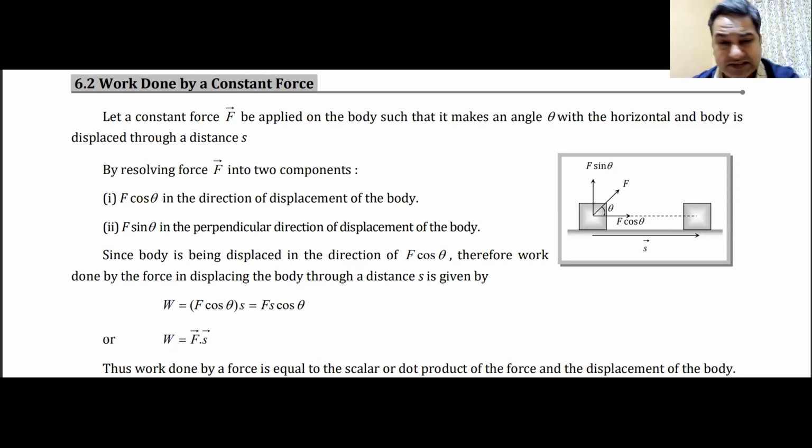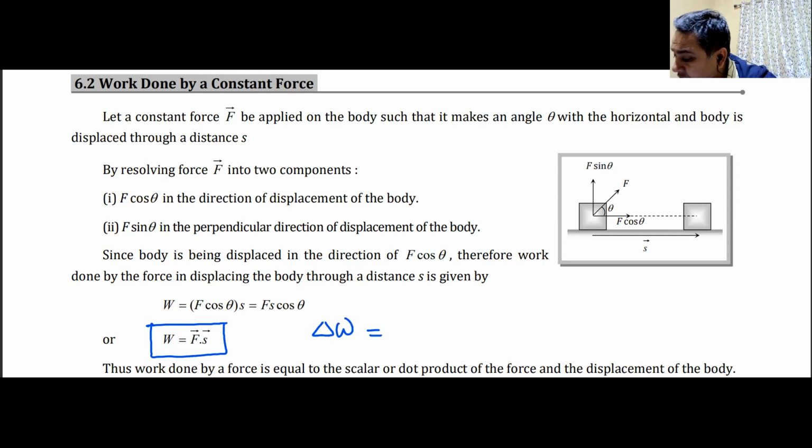The last point that we discussed in the last class was work done by a constant force, and we derived the formula for work done by a constant force. In your notes, it is given in this fashion. The way we have written it is work done by a constant force, delta W, is equal to F dot delta R, where F is the constant force and delta R is the displacement of the body. Do we understand this? Can I have some raise hand that we understand this, sir?